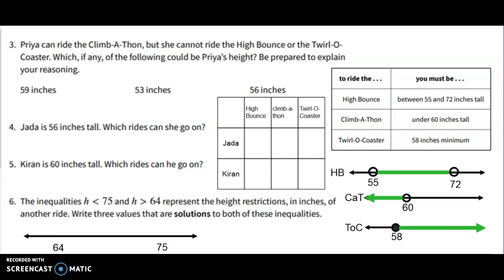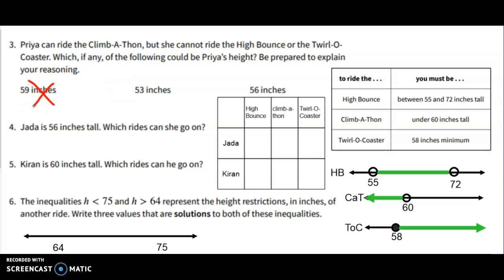Okay, so she can ride the Climathon, and over here on the right, where you see the high bounce, here's the Climathon, the second one. Well, 59 inches. Okay, yes, she really could. She could ride the Climathon, but she can't ride the high bounce. So the high bounce is between 55 and 72. So she couldn't be 59 inches because then she could ride the high bounce. So let's cross that one off.